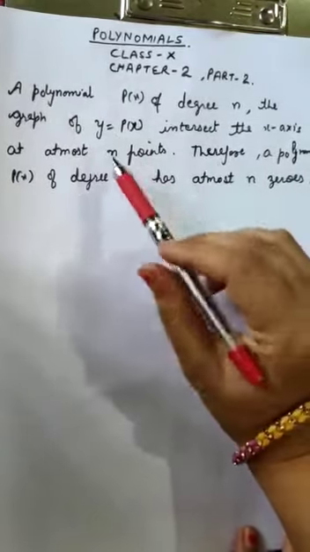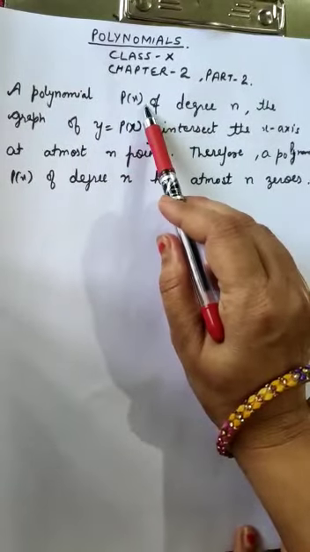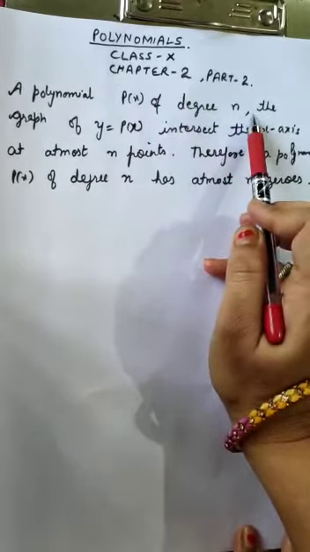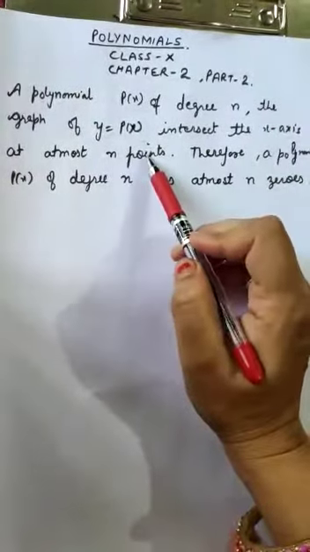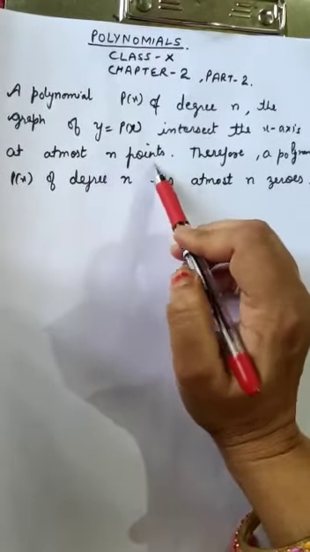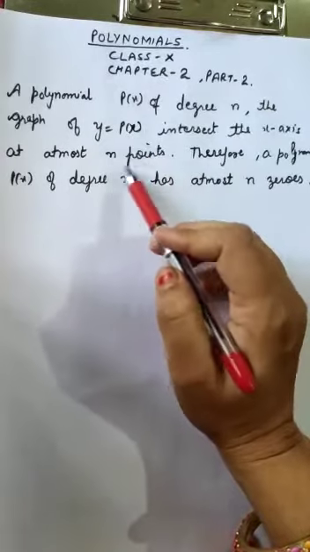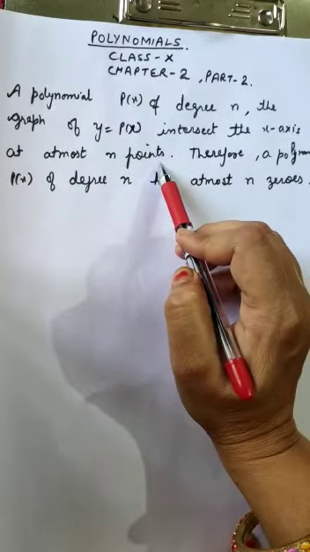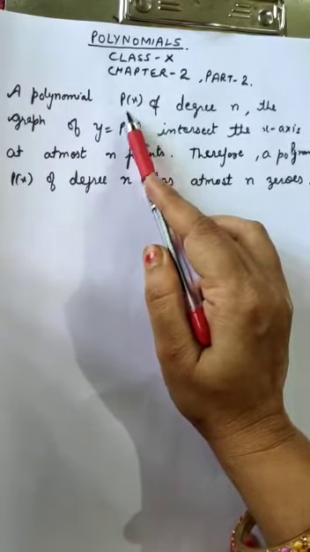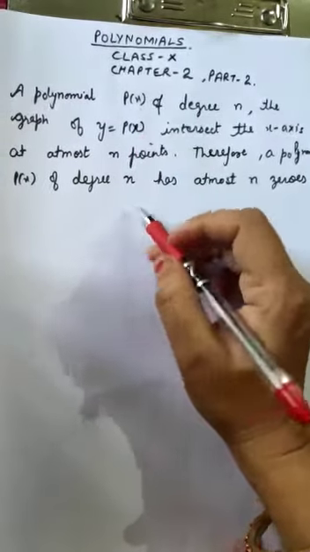It means if you are given a polynomial p of x having degree n, then the number of zeros is the number of points where the polynomial intersects the x-axis. It means if it is a polynomial in x, meaning p of x, then the number of zeros.